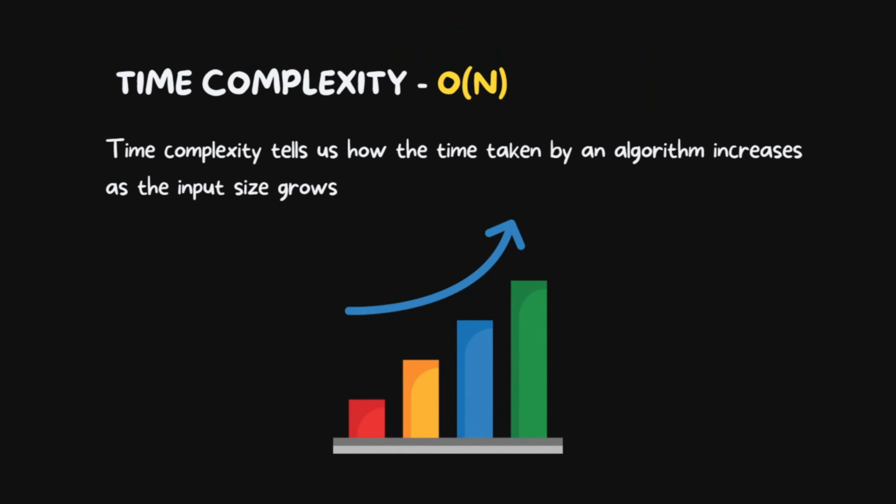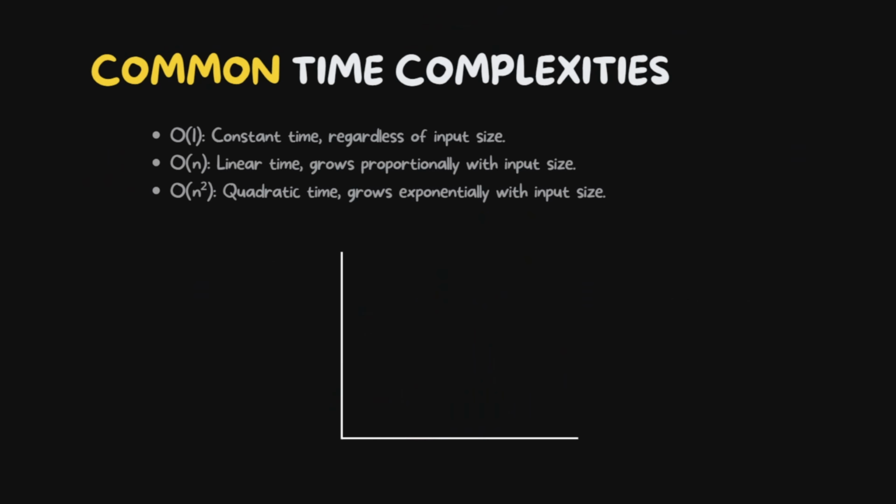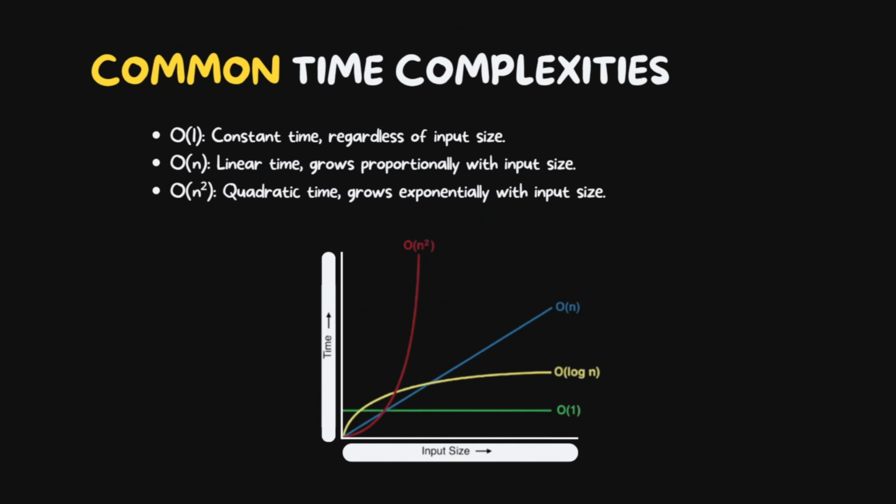Now let's talk about time complexity. Time complexity measures how the execution time of an algorithm changes as the size of the input grows. It helps us predict whether an algorithm will perform well as our data grows larger. Let's look at a few common time complexities. O(1). This means the algorithm's runtime doesn't depend on the input size. For example, accessing an element in an array using its index is O(1).